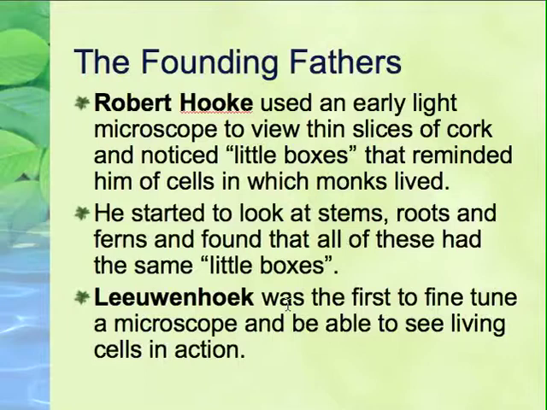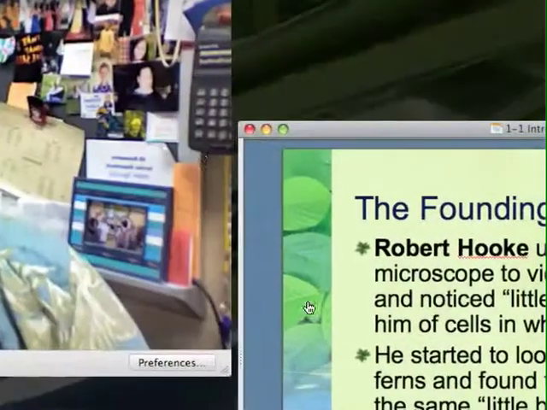Now, Leeuwenhoek was the first person to actually see cells in their living form. He also made the connection that not only were plants made up of these little boxes, but animals were made up of these little boxes, even though the little boxes carried a different shape. Gee, I wonder why they had a different shape. Could it be because they had a different function? Shape, function, together? Hello? All right.